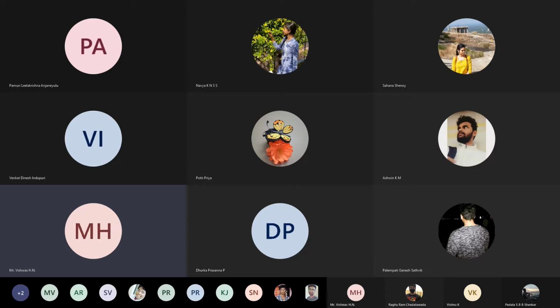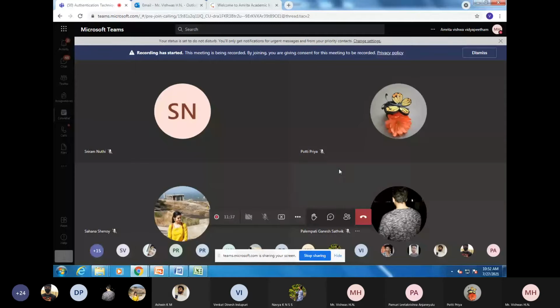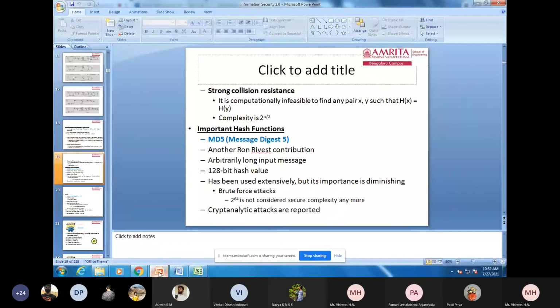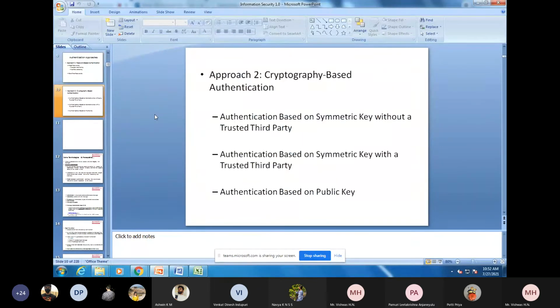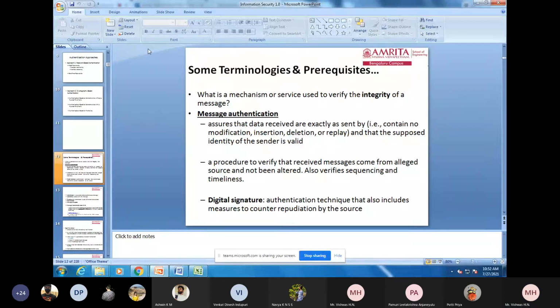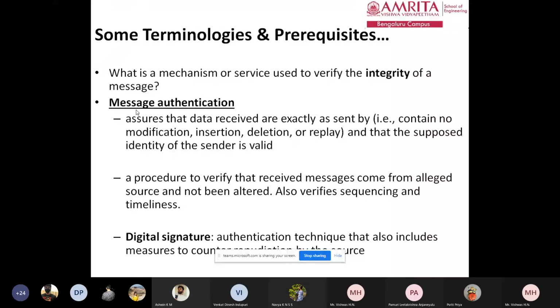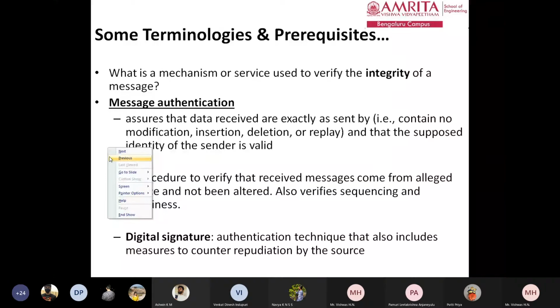So let me share the slide. So hope this is visible to you, students. Can you see the slides? Yes, yes. Okay.